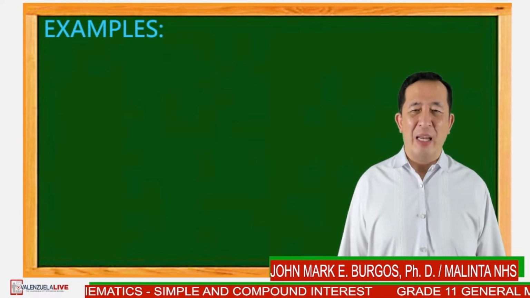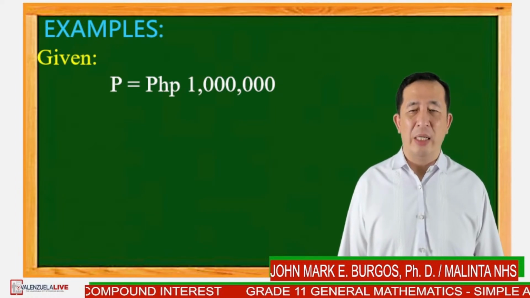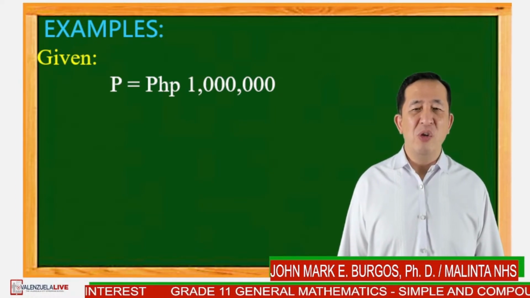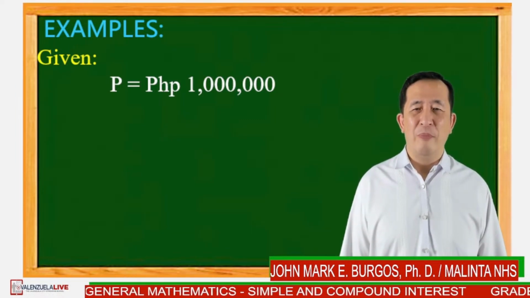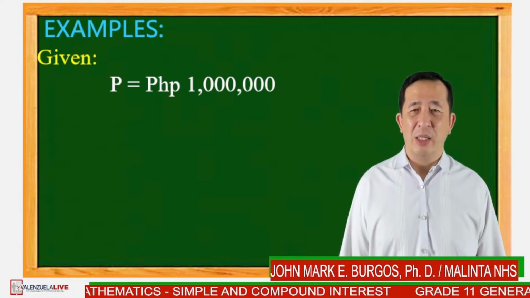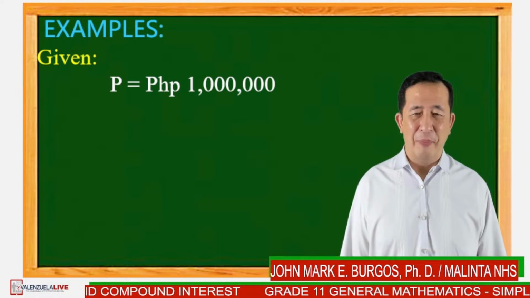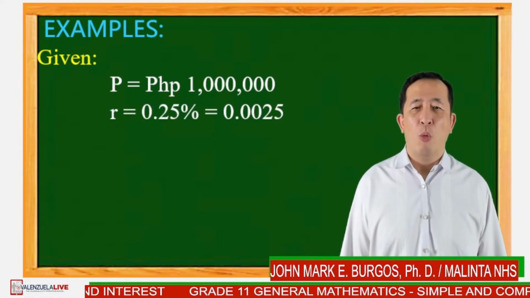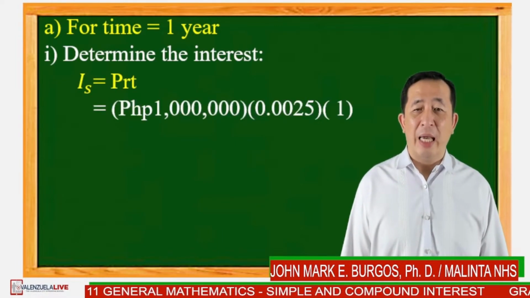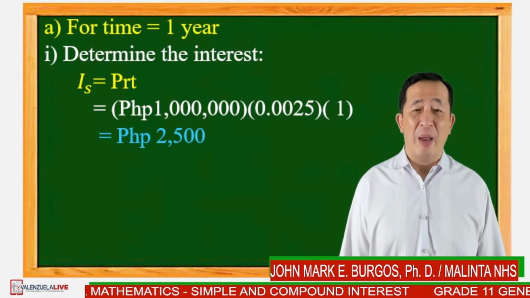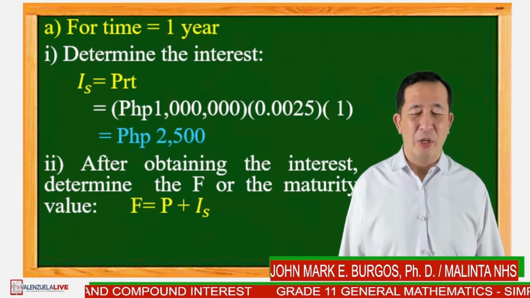To compute for the value, we have to find the maturity value or future value after 1 year, and secondly, the maturity or future value after 5 years. For the first year, we determine the interest, which is I is equal to P times R times T. To substitute the values, it will be 1 million pesos times 0.0025 times 1. The interest will be 2,500.